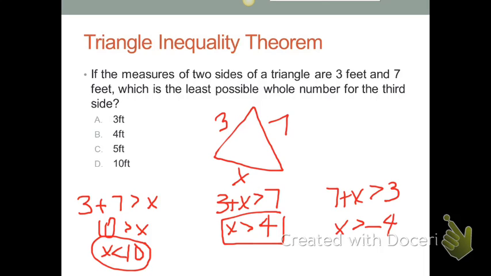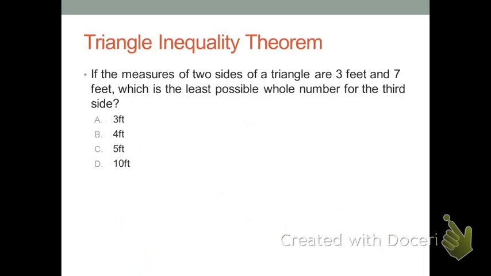So we know that x has to be greater than 4 but less than 10, and we want to know the least possible whole number. So 3's out because that's less than 4. 4's out because that's equal to 4. 5 would work, and then 10 would not work because it's not less than 10. It's equal to 10. So our answer for this would be 5 feet. So that's how we could find kind of a range of where our third and last side should be.